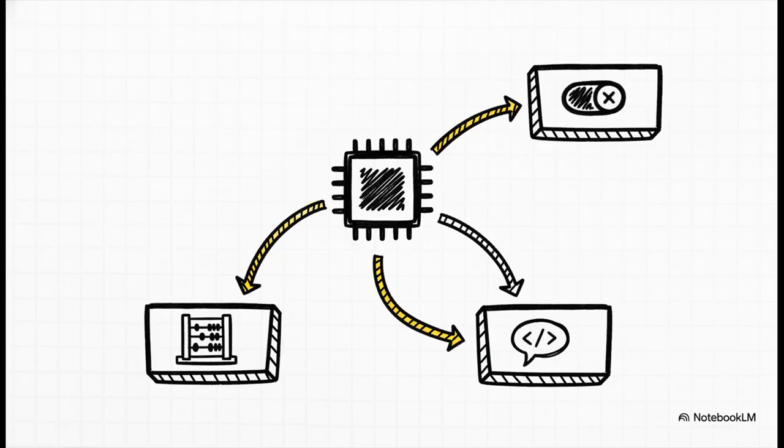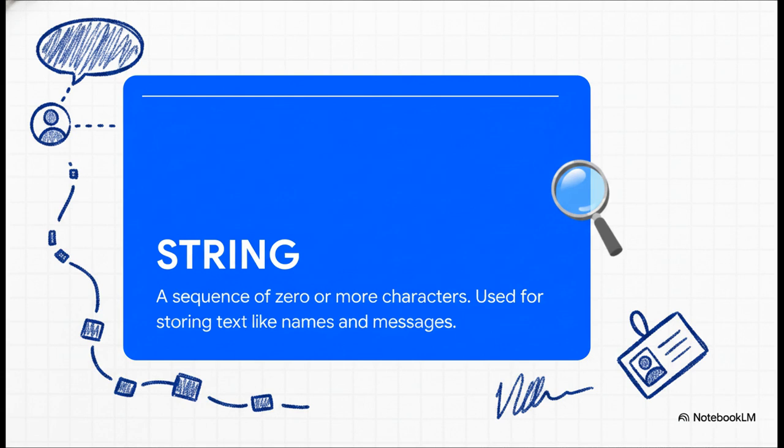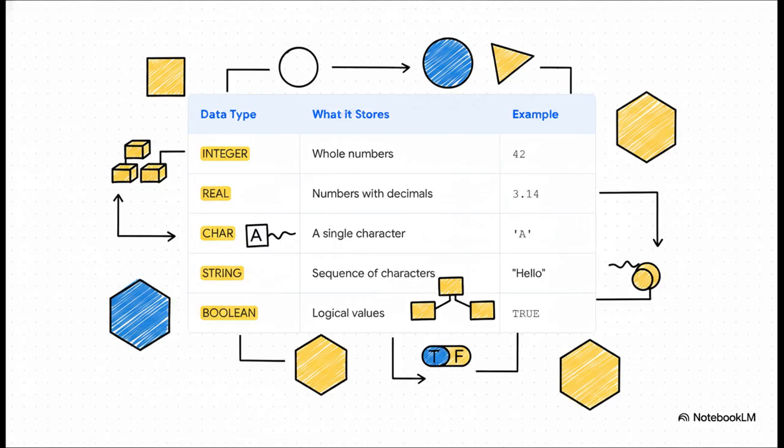So, it all starts with a simple label. This is called a data type. First, you've got integers. These are just your basic whole numbers for counting stuff. Then there are strings. Think of these as any text, like a name or a message. And finally, Booleans. They're super simple, just true or false. A simple yes or no. So here they are, all together. These are your most fundamental building blocks for data.